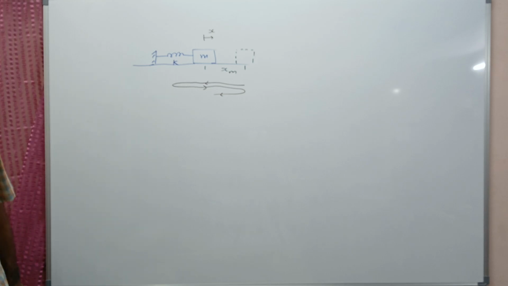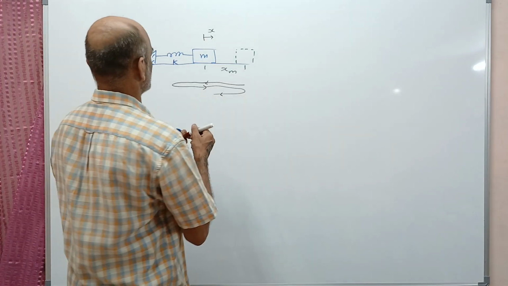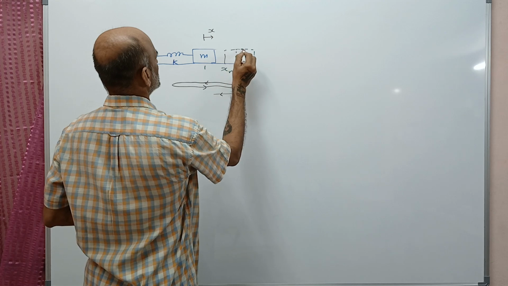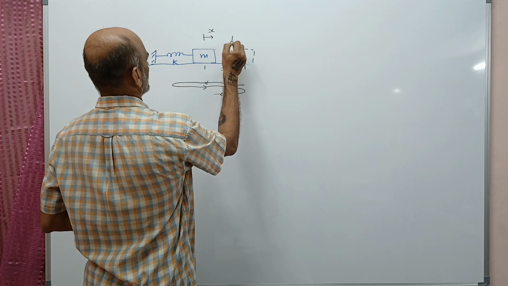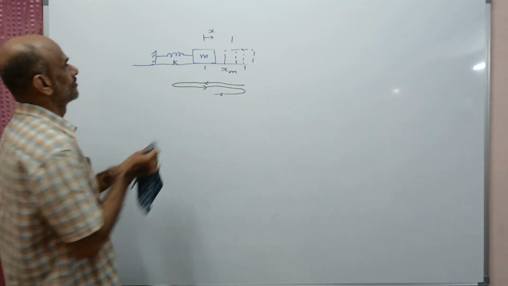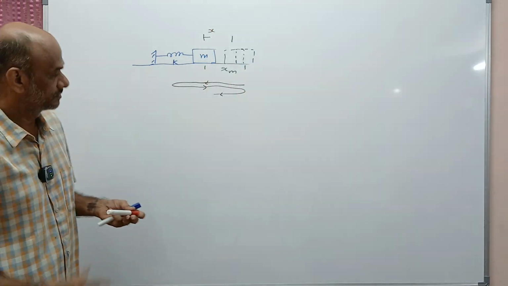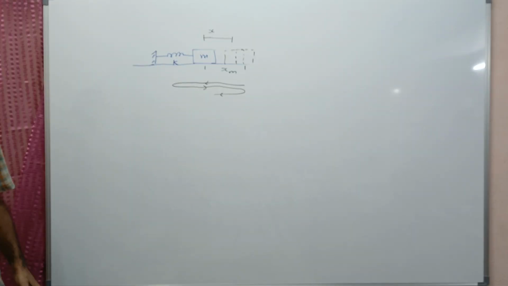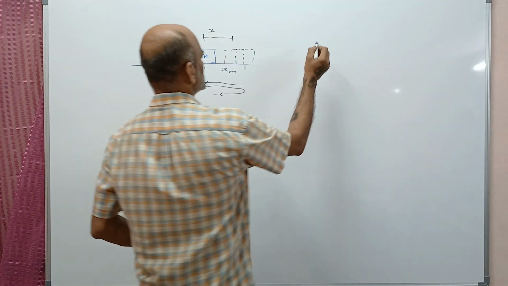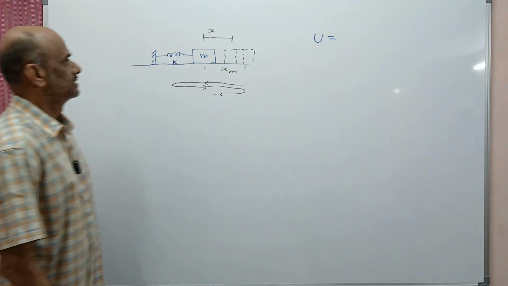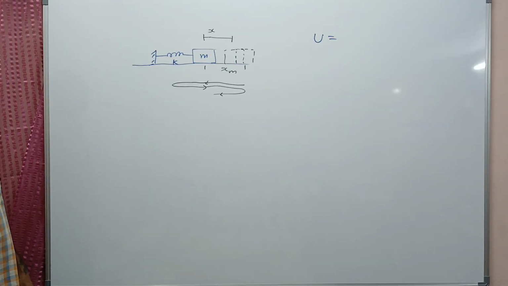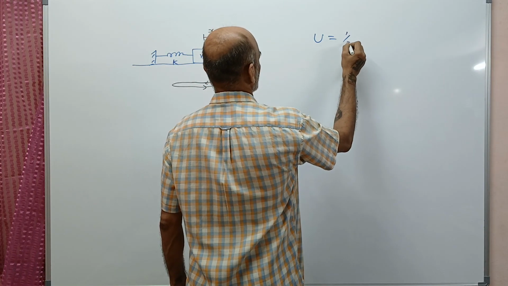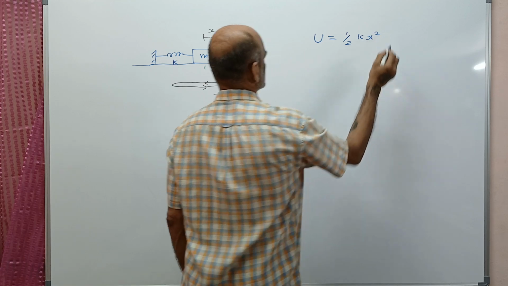So let me consider a particular situation where the block is at a distance x from this initial relaxed position. Say this distance is x. So the block is at a distance x. The potential energy stored in the system is stored in the spring. So the spring is stretched by an amount x. The potential energy stored in the spring is half k x square.